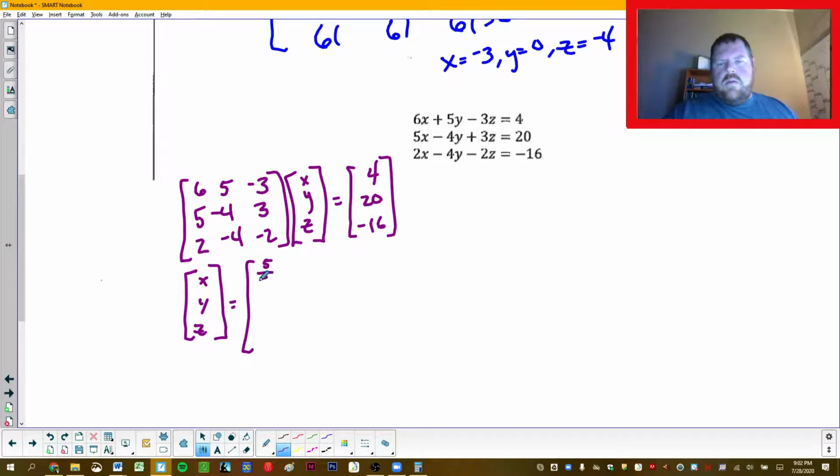5/59, 11 over 118, and 3 over 236. I wish I could say that the last one's the easiest, but it looks like it's not saying that this makes it a whole lot harder, but it doesn't make it nice, that's for sure. 4 over 59, negative 3 over 118, negative 33 over 236.